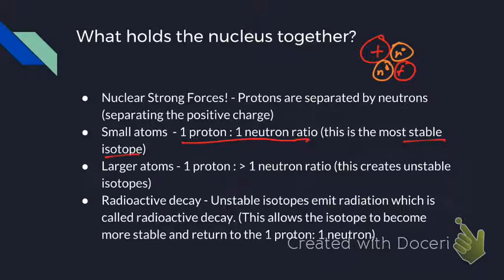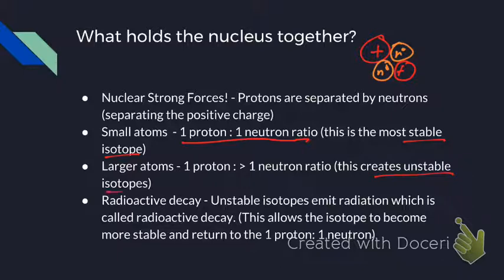However, as you get larger, what happens is, if you imagine this in 3 dimensions, you need more neutrons to surround the proton. And so the ratio gets a lot larger. But the number of neutrons doesn't keep up with the number of protons to maintain this strong force. And what happens is it's an unstable isotope.